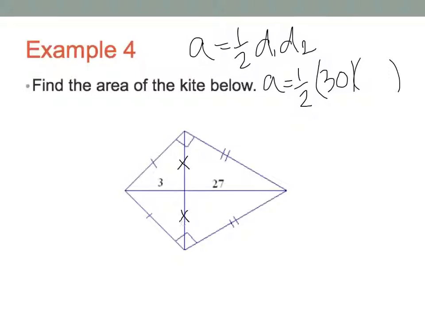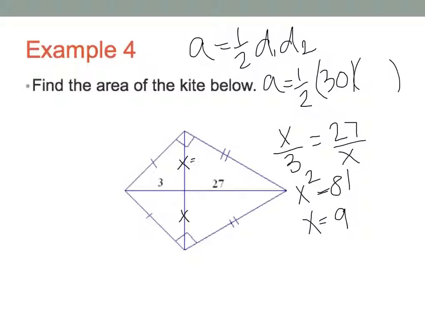They'll both be x. Now, what we did in California is we wrote up a proportion for similar triangles, and it would look like x over 3 equals 27 over x. We simplified and we got x squared equals 81 and x equals 9. So I have 9 and I have 9. And therefore my diagonal is 18. And once we reduce this, we get 270 units squared.